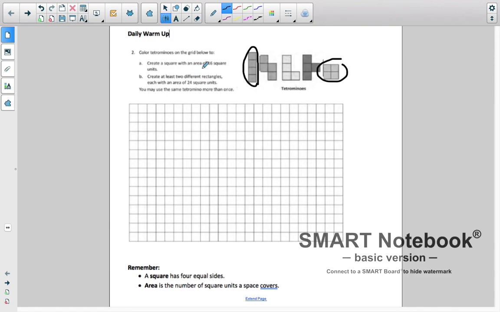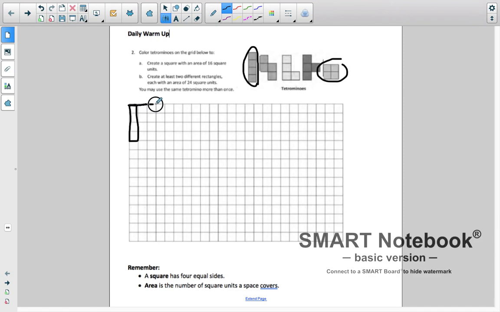So if I need to make an area of 16 squares, I have to think, okay, well, how many squares are in this tetramino? Well, there's 4. So 4 times what is going to equal 16? Well, I know that 4 times 4 is going to equal 16. So I'm going to go 1, 2, 3, 4. So I made this first tetramino right here. And I'm going to go 4 across.